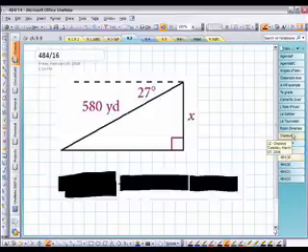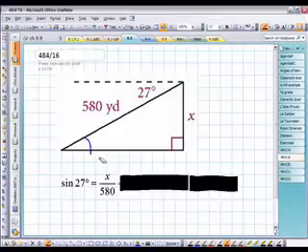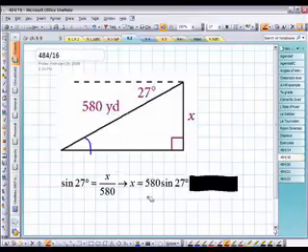Over here, we have an angle of depression of 27 degrees. So again, that's congruent to the angle of elevation over here. And so opposite over hypotenuse is sine. So sine of 27 degrees is x over 580. Multiply 580 to both sides, and you get approximately 263.3 yards.